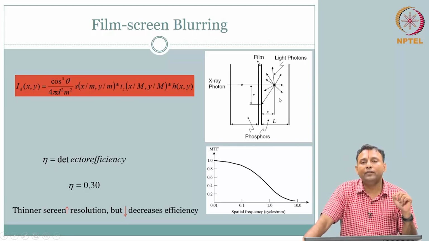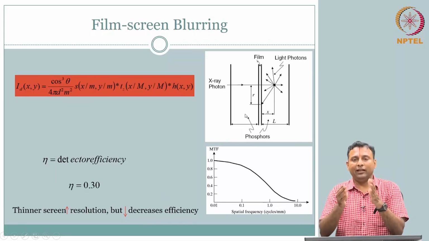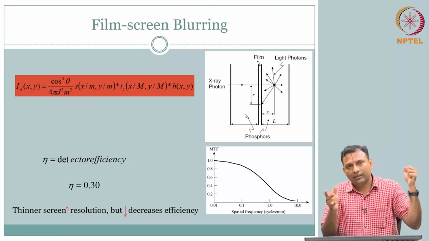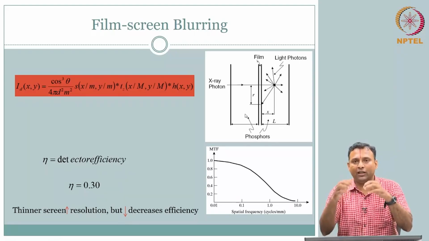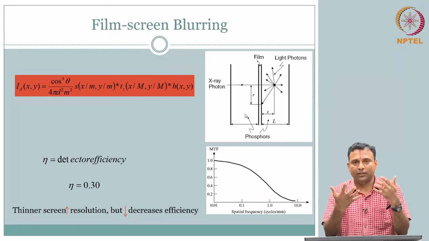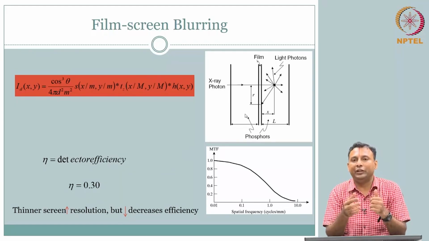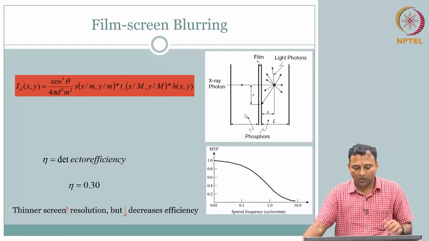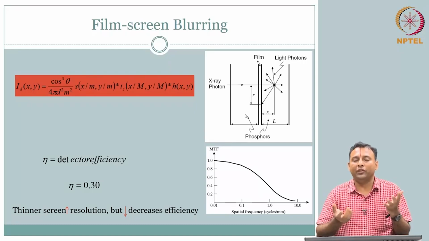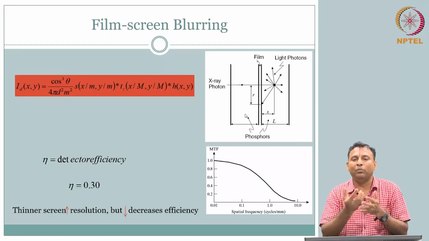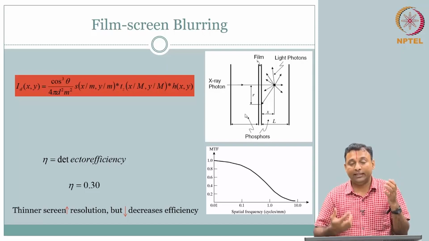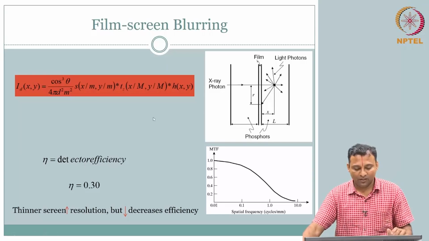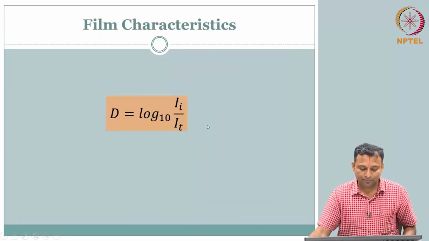However, what is going to happen? If it is going to be thin, that means I am going to have less material. If I have less material, the number of X-ray photons that are absorbed and converted to light photons, that efficiency, is going to get reduced, because I have less material. So it's always a trade-off. What do you want to play? Am I more bothered about resolution, or am I more bothered about signal, contrast, noise? So this is always a trade-off.